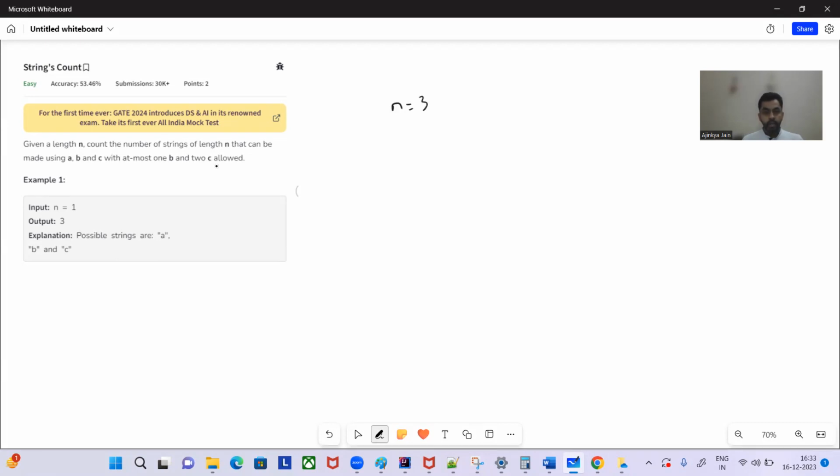If n is 3, we have to make a string out of A, B, and C such that there are conditions. There can be at most one B, and at most two C. At most means it can be either 0 B or 1 B max. Here C can be 0 C, 1 C, or 2 Cs, 2 Cs at most.